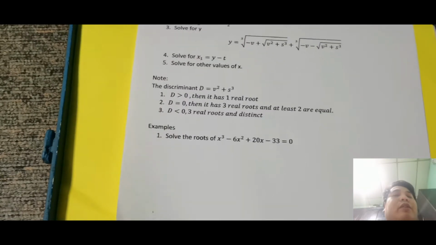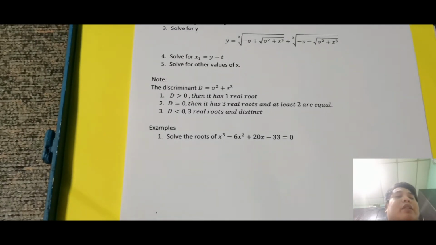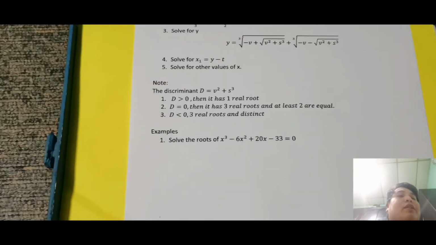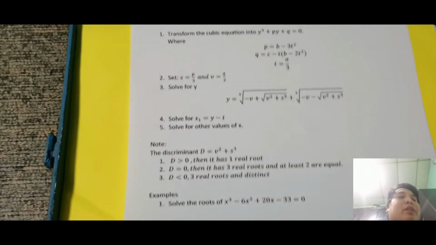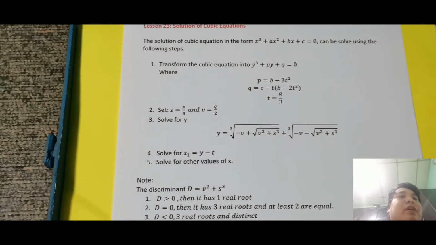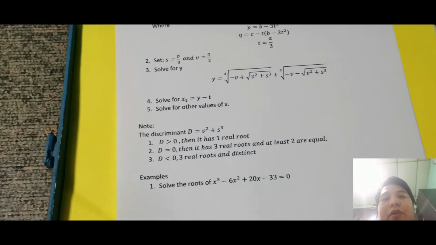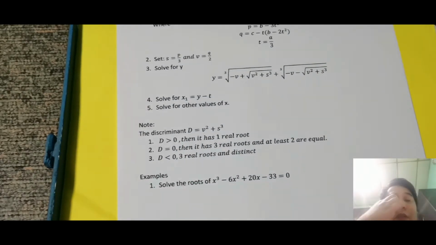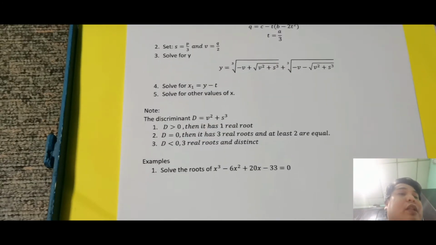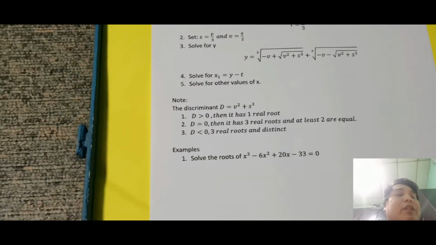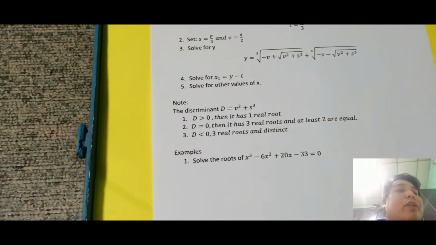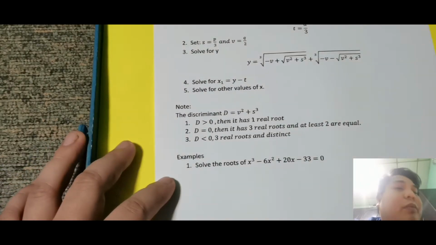Okay, so for number 1, solve the roots of x cubed minus 6x squared plus 20x minus 33 is equal to 0. So first is we need to identify what is the value of a, b, and c. So note na yung ating cubic equation is in the form na yung coefficient ng x cube is 1. So literal, hindi na tayo magdi-divide ng coefficient sa lahat or any number sa lahat.